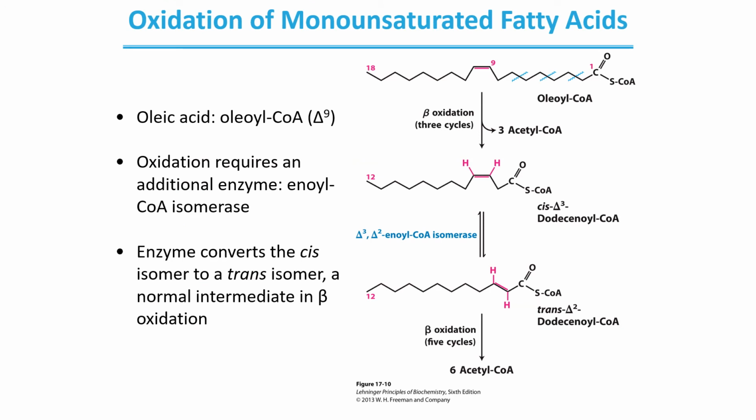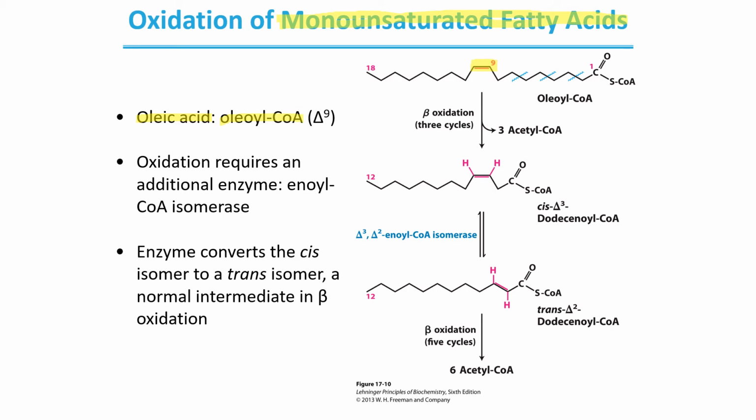So a typical example of the oxidation of a monounsaturated fatty acid has been given, and the example is for oleic acid, a very commonly occurring monounsaturated fatty acid, which has got one double bond present between carbon 9 and carbon 10, also called oleoyl CoA or oleic acid. Both mean the same thing.